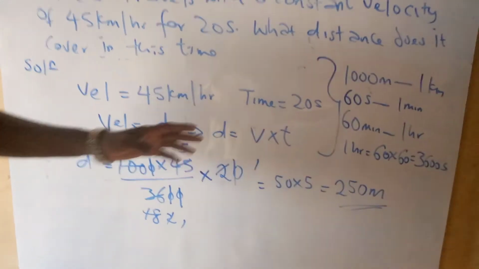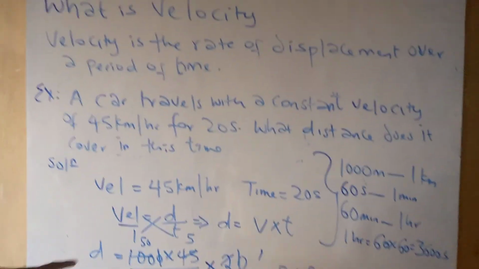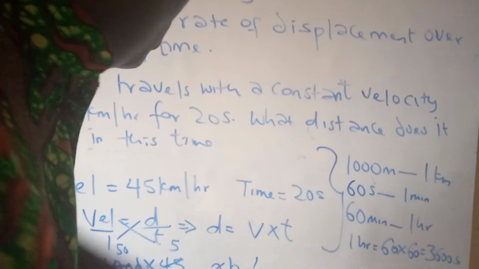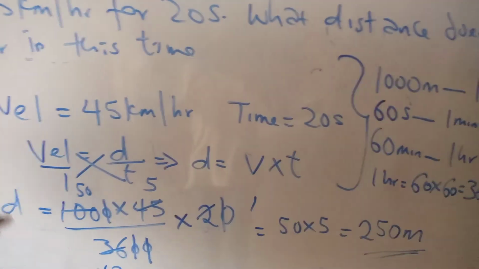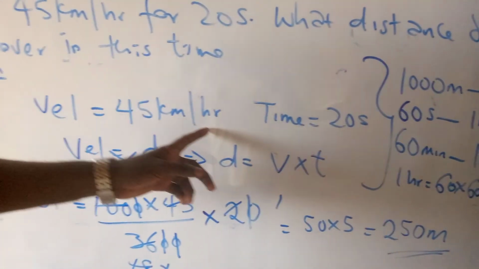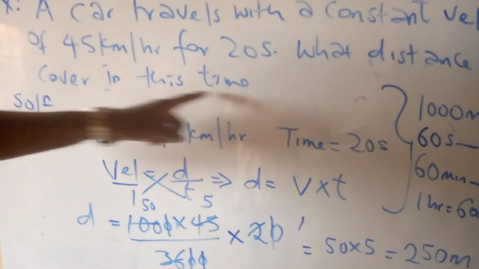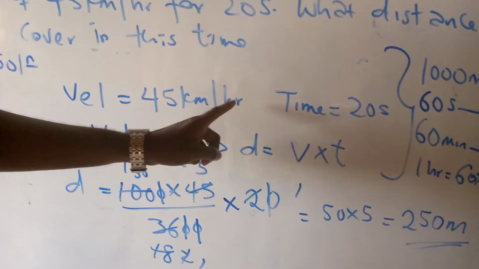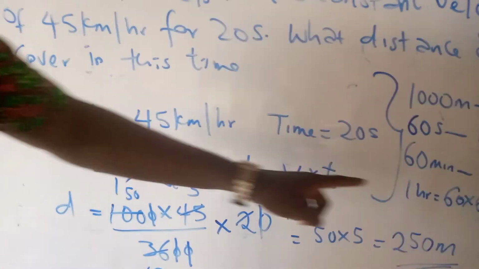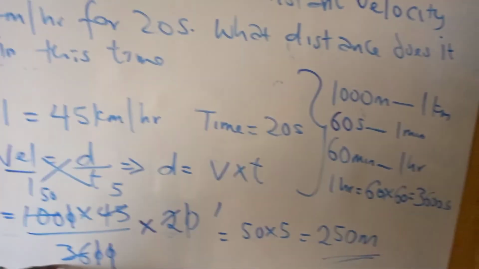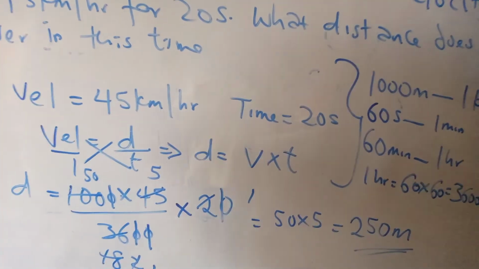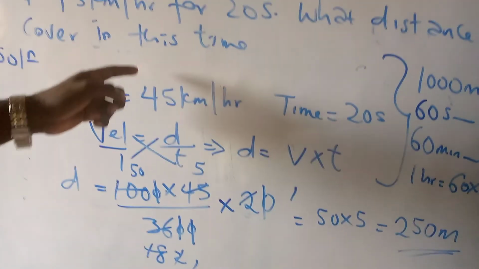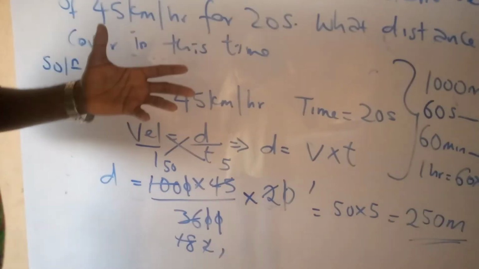Now, let me quickly run over it so that we understand it better. Velocity is 45 km per hour. Time given is 20 seconds. But nobody's going to tell you what to do. You need to know what to do. Because kilometer per hour cannot work with seconds. Take all this to meter per second. This times 1,000 will change it to meters. This is 60 times 60 here, and it gives you 3,600. Multiply by the time, which is 20 seconds. When you do this, you get 250 meters. That is how you get there. And that explains velocity.